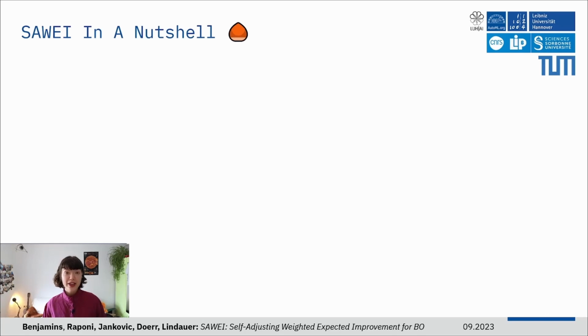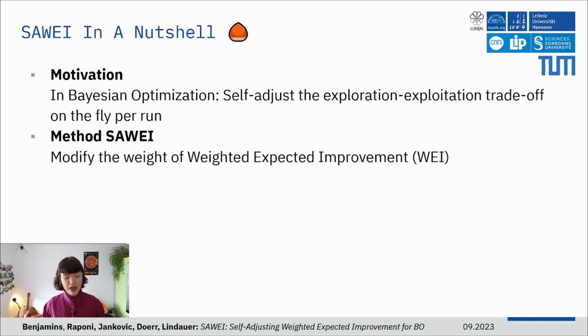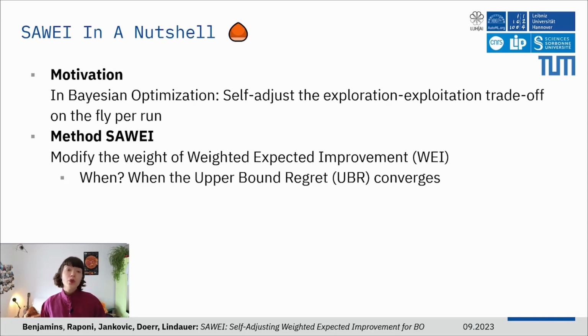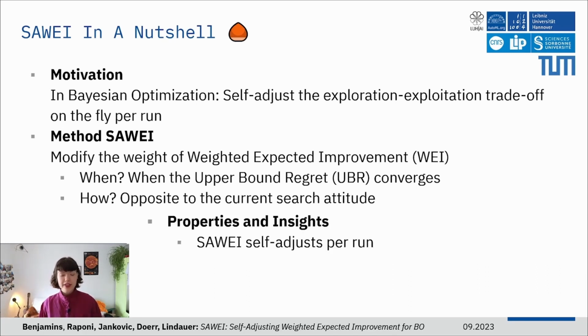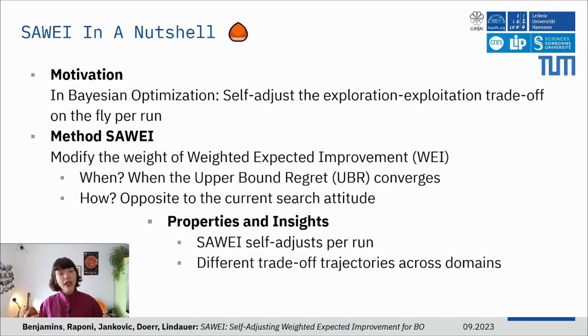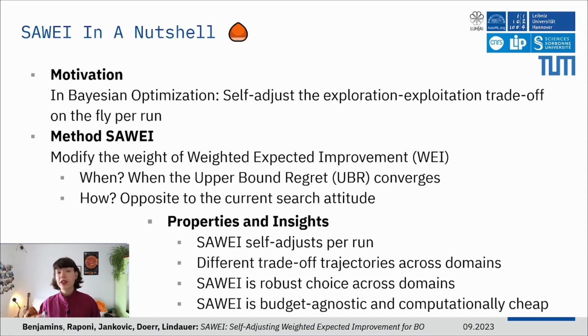Let's sum up SAWEI in a nutshell. The motivation is that we want to self-adjust the exploration-exploitation trade-off on the fly per run in Bayesian optimization. Our method SAWEI modifies the weight of the weighted expected improvement acquisition function when the upper bound regret converges and opposite to the current search attitude. SAWEI self-adjusts per run, discovers different alpha trajectories per domain, and is a robust default choice. And finally, SAWEI is also budget agnostic and computationally cheap.